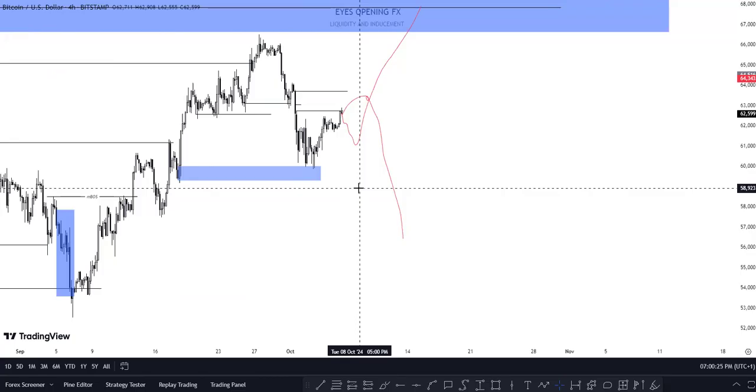So I have two views on BTC compared to other pairs like DXY, where we have a clearer view.